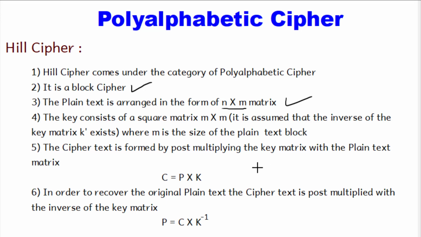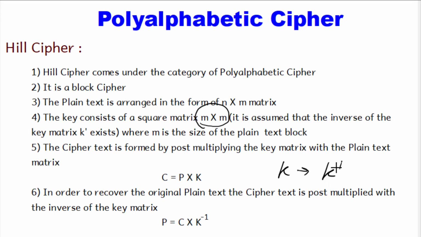Suppose we have this plain text, we can arrange it in the form of a matrix, which can be n cross m, meaning n rows and m columns. Okay, it can be that way. Then the next thing we do is select a key matrix, which is of course a square matrix, m by m. And we assume that whatever key matrix K we select, the inverse of this K also exists.